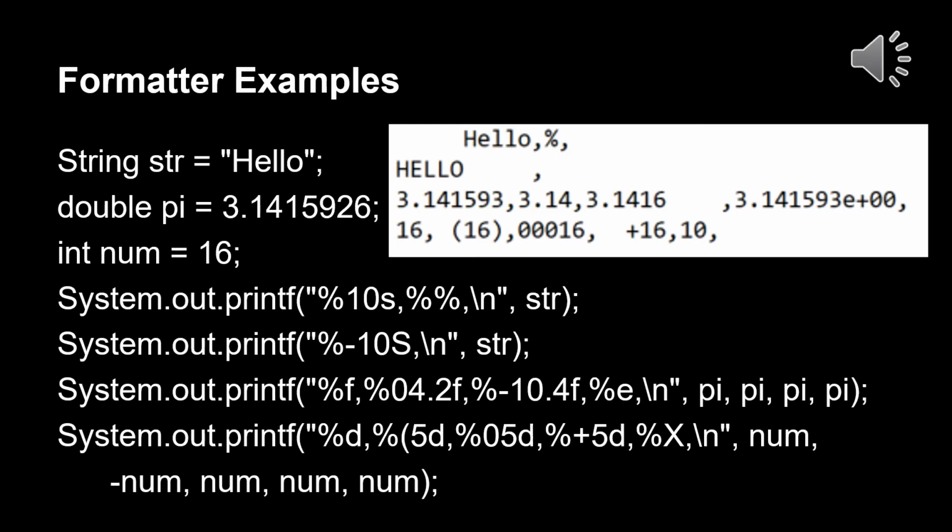Formatter examples. First of all, at the top we see three variables, s, pi, and num, with some values that we'll be formatting. In white, we see the example output for the four example printf calls at the bottom. So first, look at the first line of output. We've got 5 spaces, hello, comma, %, comma. How do we create that?